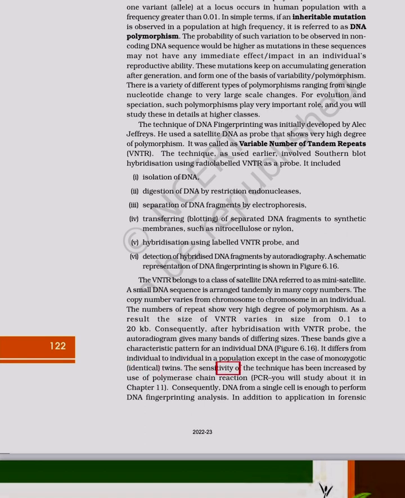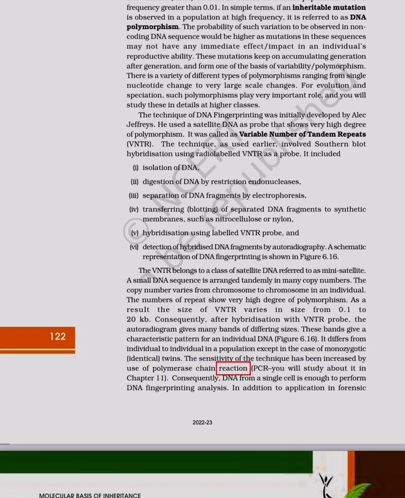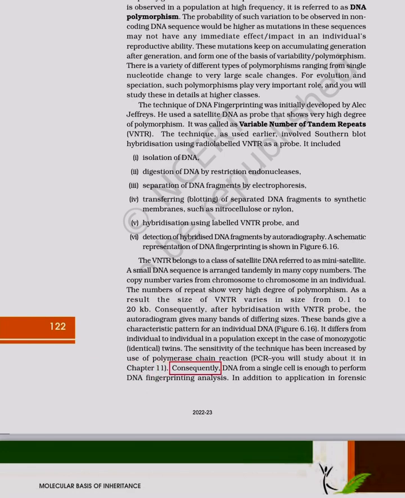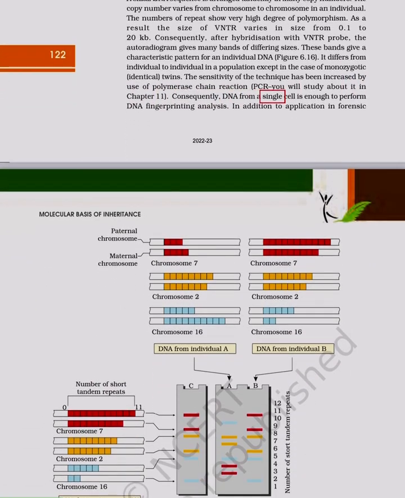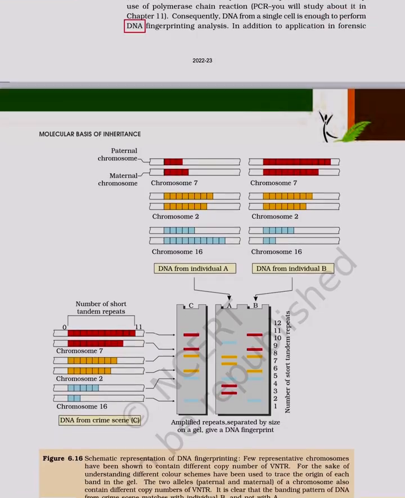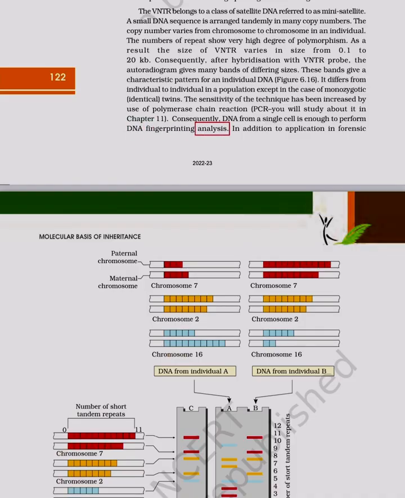The sensitivity of the technique has been increased by use of polymerase chain reaction, PCR. You will study about it in Chapter 11. Consequently, DNA from a single cell is enough to perform DNA fingerprinting analysis, in addition to its application in forensic science.